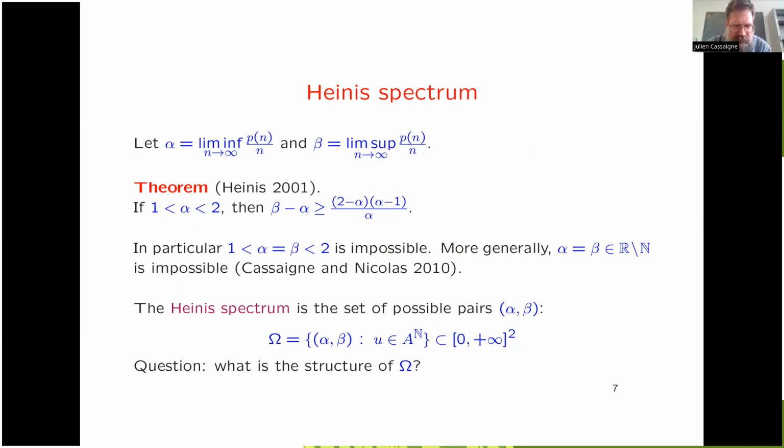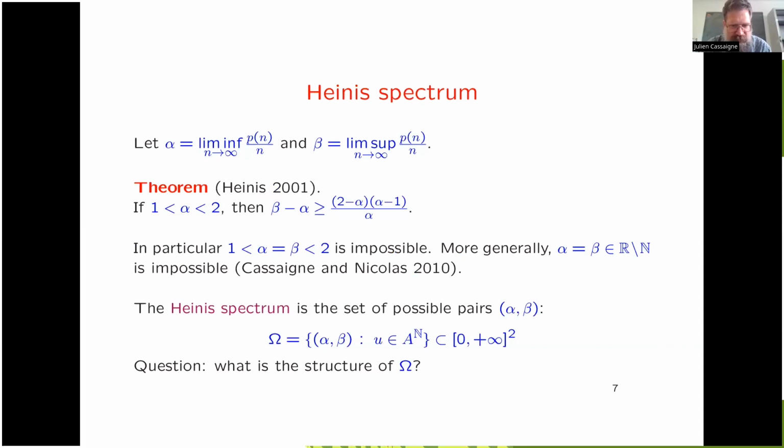As I said, this function P of n may have linear growth without being equivalent to a constant times n. And so it's interesting to look at the ratio P of n over n and see between which values it oscillates. So let's define alpha as the limit inferior of P of n over n and beta as the limit superior. And so P of n is equivalent to a constant times n if and only if alpha equals beta.